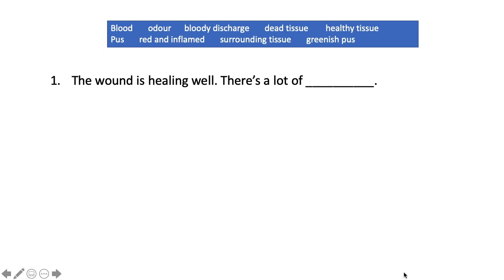Fill in the blanks in these sentences with the proper word. So number 1, the wound is healing. There's a lot of healthy tissue. So we have that the wound is healing, and healing with healthy tissues, that would be the proper word for this particular sentence, okay?